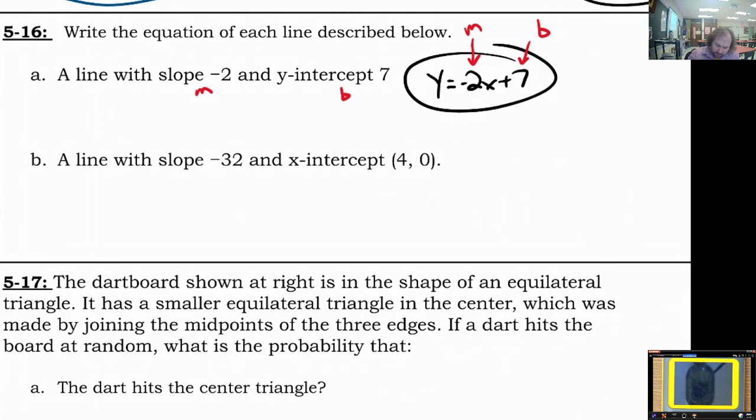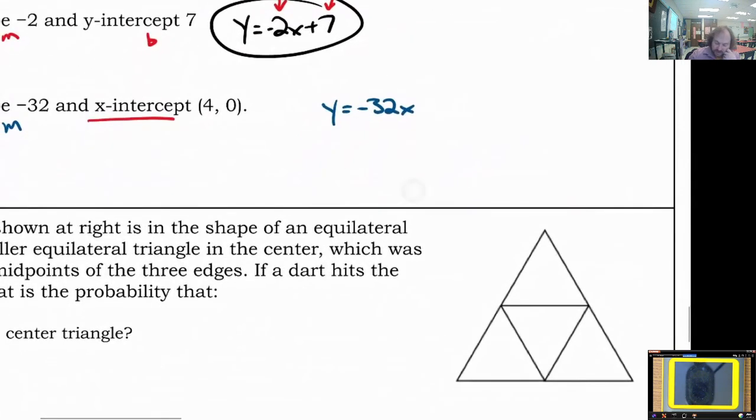They told us the slope. The slope is negative 32. So it's going to be y equals negative 32x. We do not know what the y-intercept is, though. They told us what the x-intercept is, of (4, 0). Now, a really easy way to find the y-intercept would be to say, okay, I don't know what it is, but I'll leave a placeholder in there. I'll leave a plus b right there. Because they just told us a pair of numbers that works for x and y. So let's plug in 4 for x and 0 for y, and let's see what we get for b.